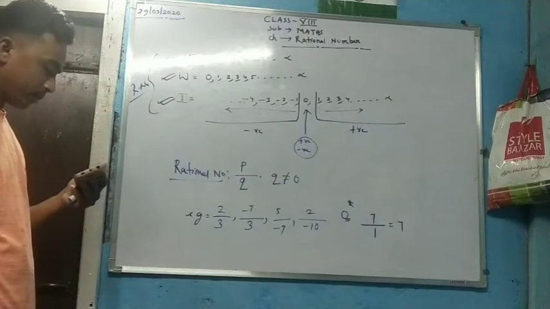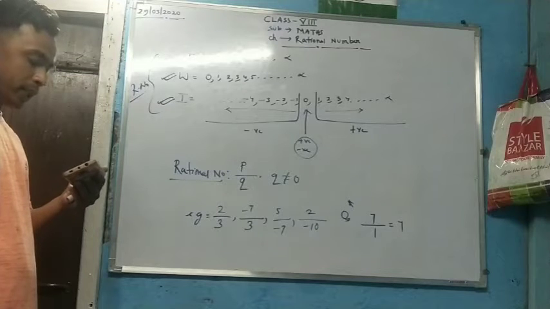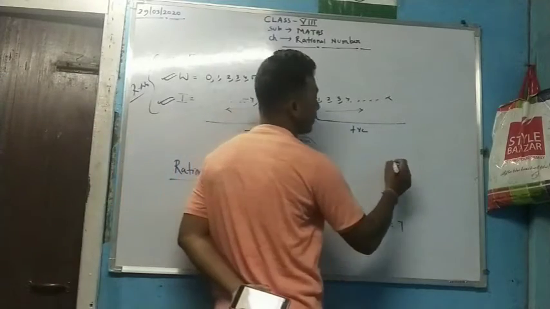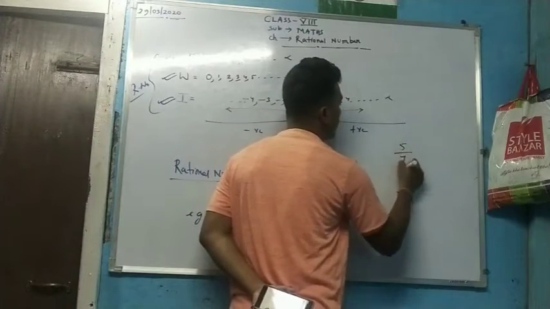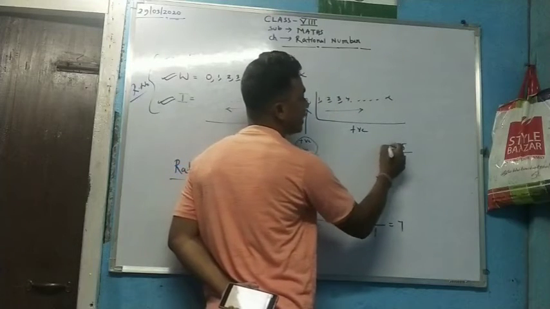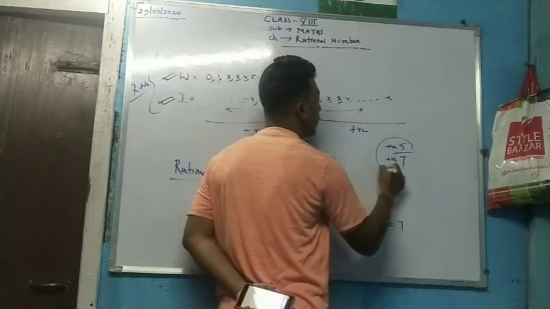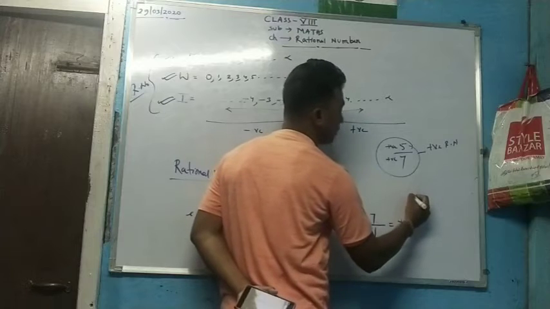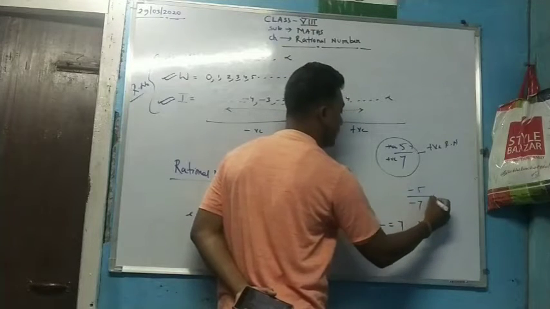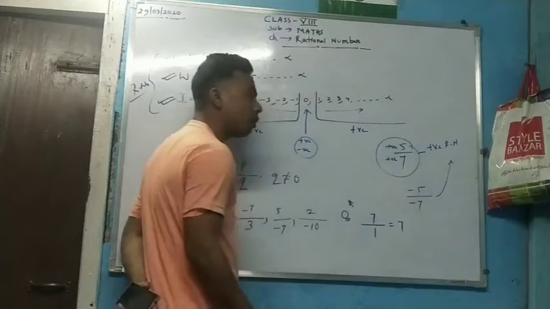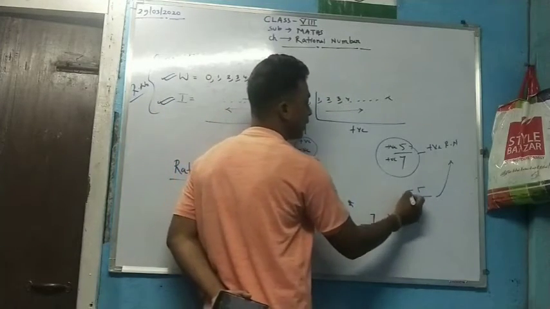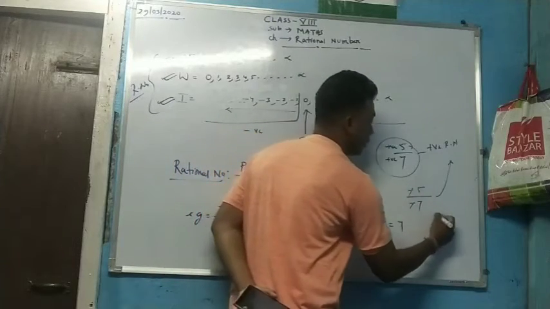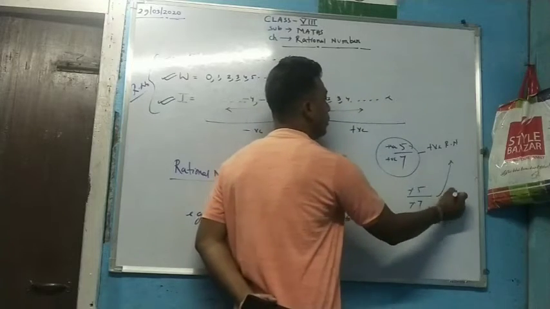Keep that in mind. A rational number is said to be positive if the numerator and denominator are of the same sign. Suppose I am giving you the number 5 by 7. You have seen that they are of the same sign, which is positive here. So this is a positive rational number. Now I will give you one more example. Suppose it is -5 by -7. In this case it is also a positive rational number. How? Because this minus and this minus will become plus. If I cancel the minus signs, it will be 5 by 7. Ultimately it is a positive rational number.